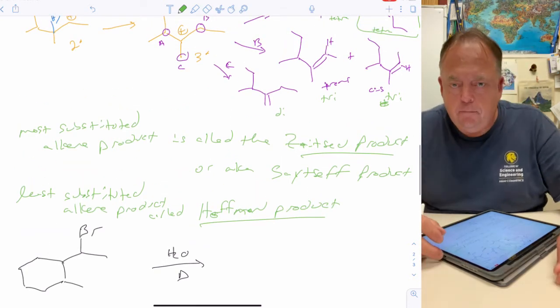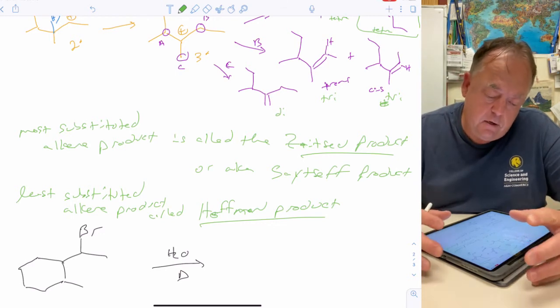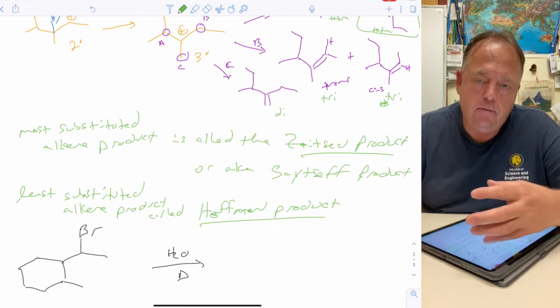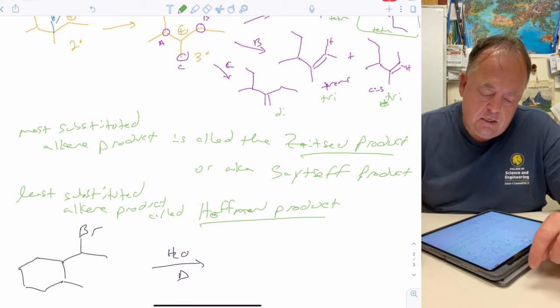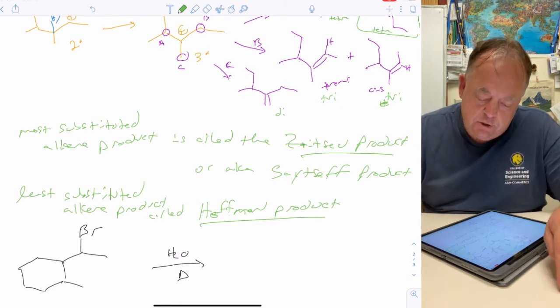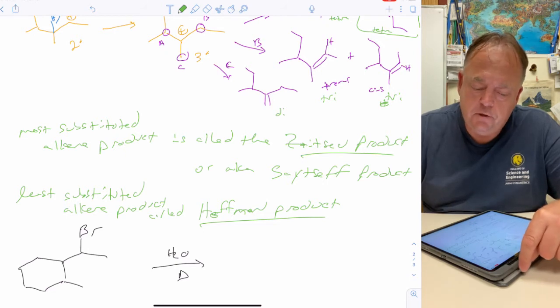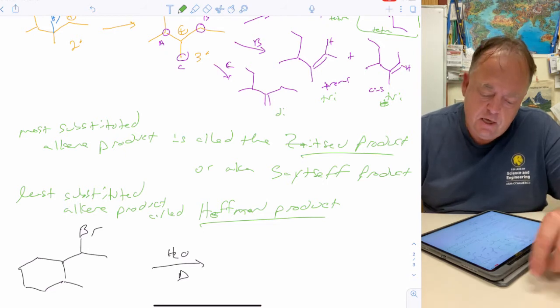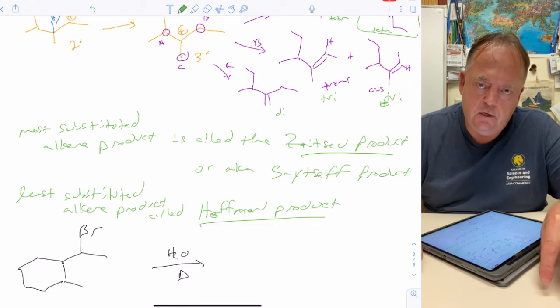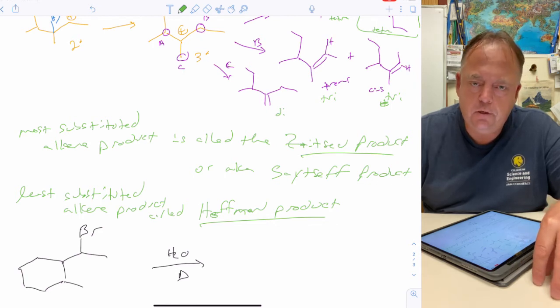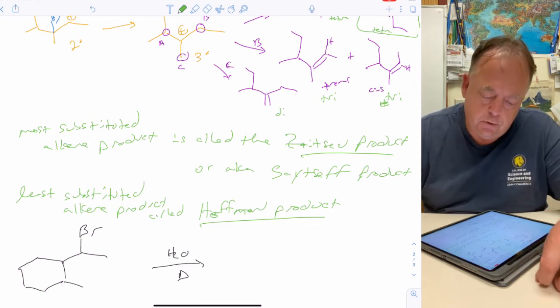But that's not important. So that's not what's going to be made here, but as we'll see when we talk about E2 reactions, depending on the conditions, the major product could be the Zaitsev product, or the major product could be the Hoffman product. But that's not true for the E1. For the E1, you just always make the most substituted alkene, the Zaitsev product, as the major product.